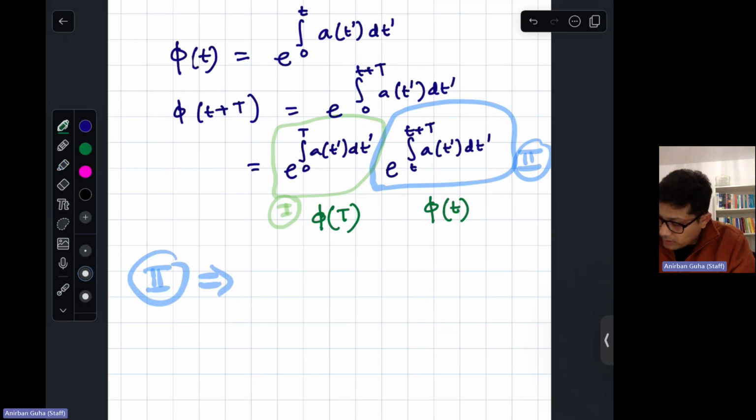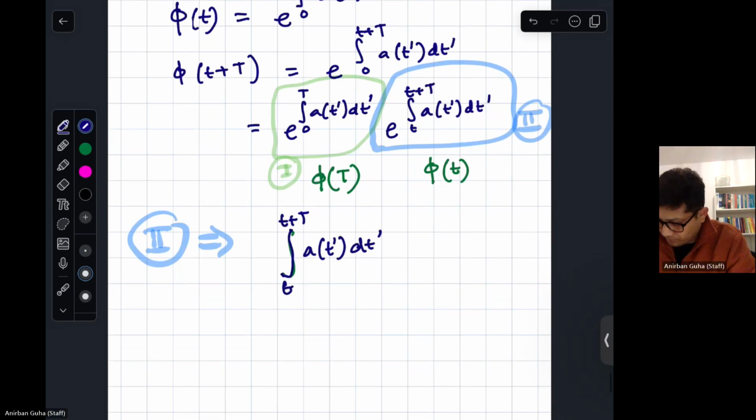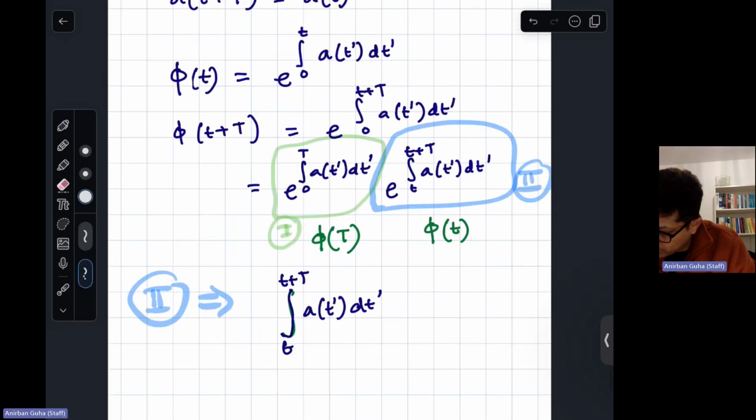It is the integral from t to t plus T of A of t prime dt prime, right? Now, you can simply use a change of variable. Oh, I made a small mistake here. This should be from capital T, because here it is from capital T. So you integrate from 0 to capital T and then from capital T to t plus capital T.